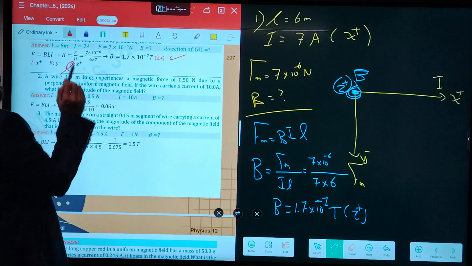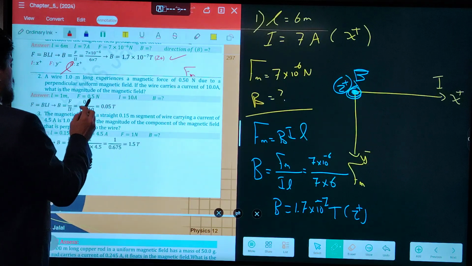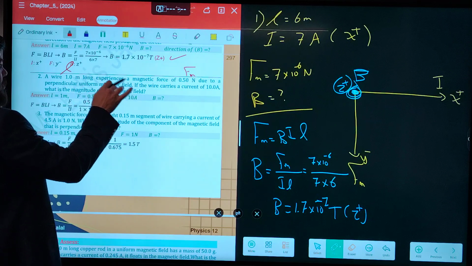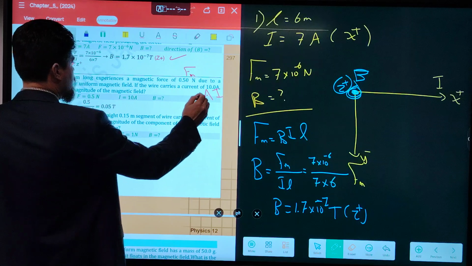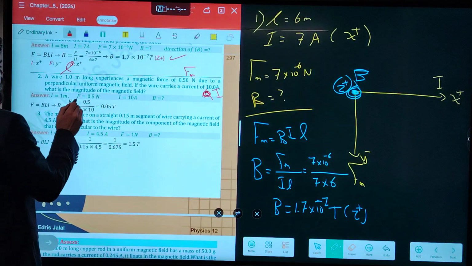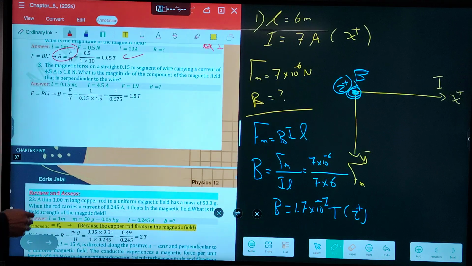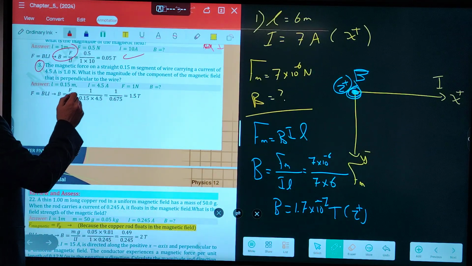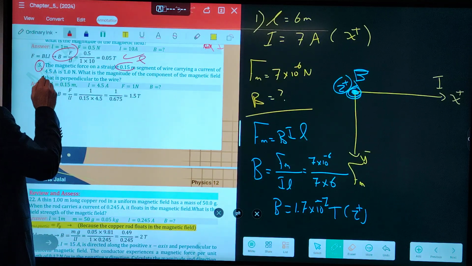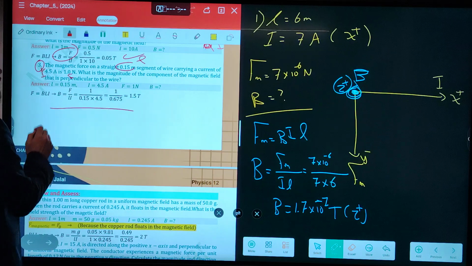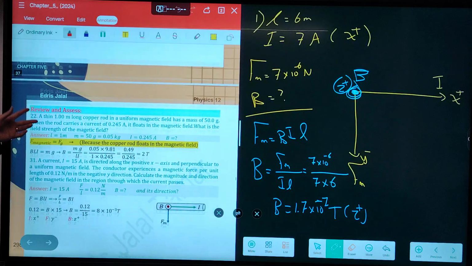Question 2, it's very easy. This is length. Experiences a magnetic force. This is force. Perpendicular uniform magnetic field. If the wire carries a current, this is current. What is the magnetic field? Just replace, rearrange. F equals BIL, B equals F over IL. Question 3 is the same question. It's very easy. We have a length and current and force. You can find the magnetic field and just replace the numbers into the equation. You can get the magnetic field.